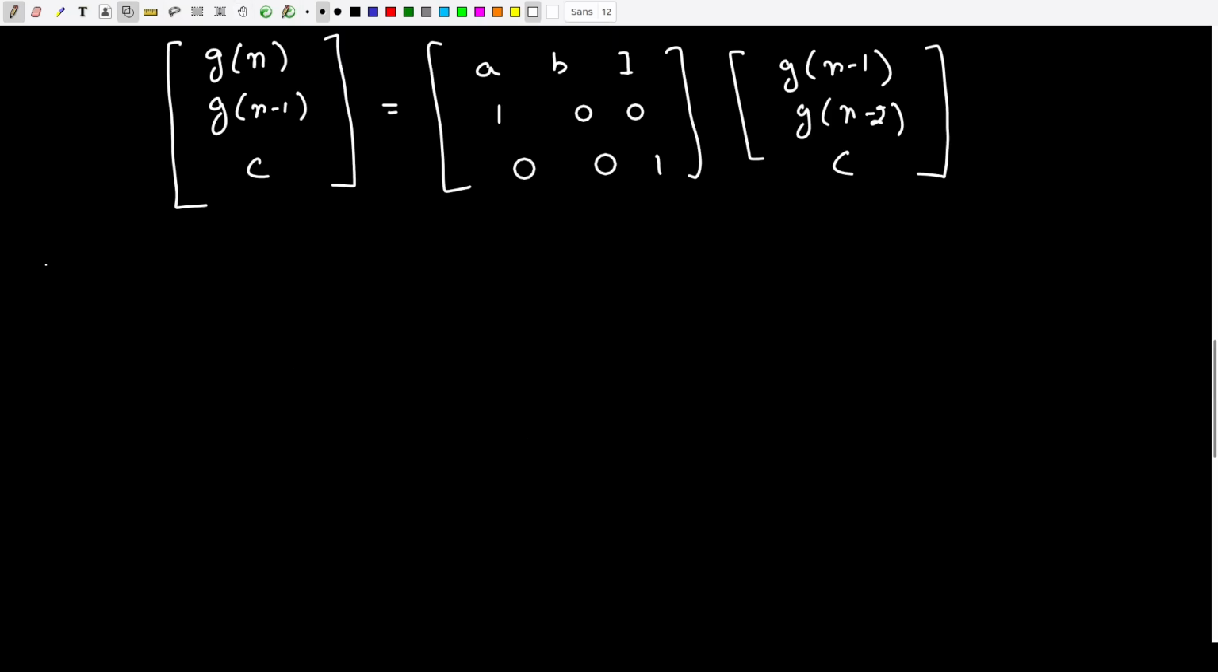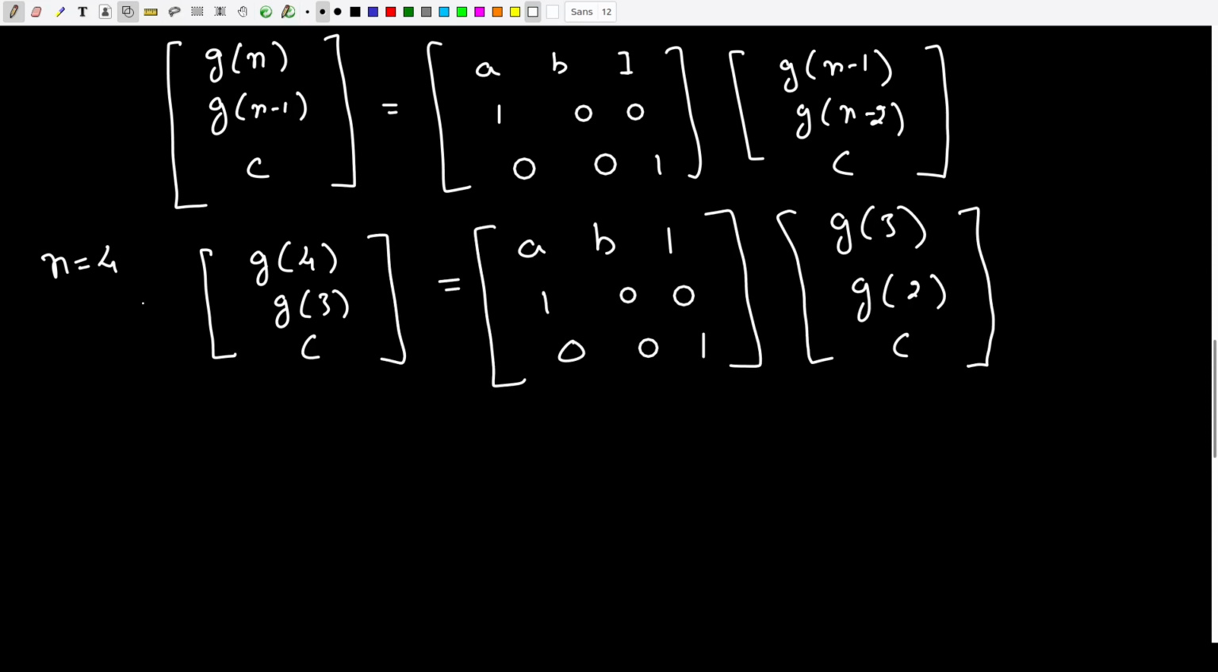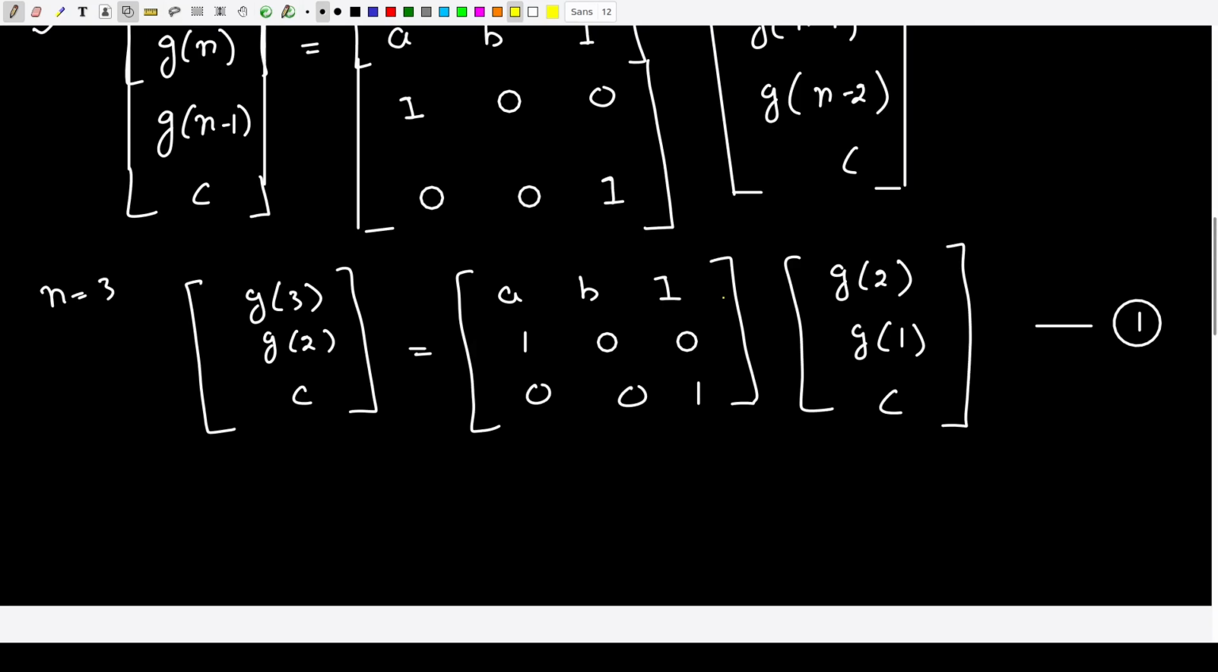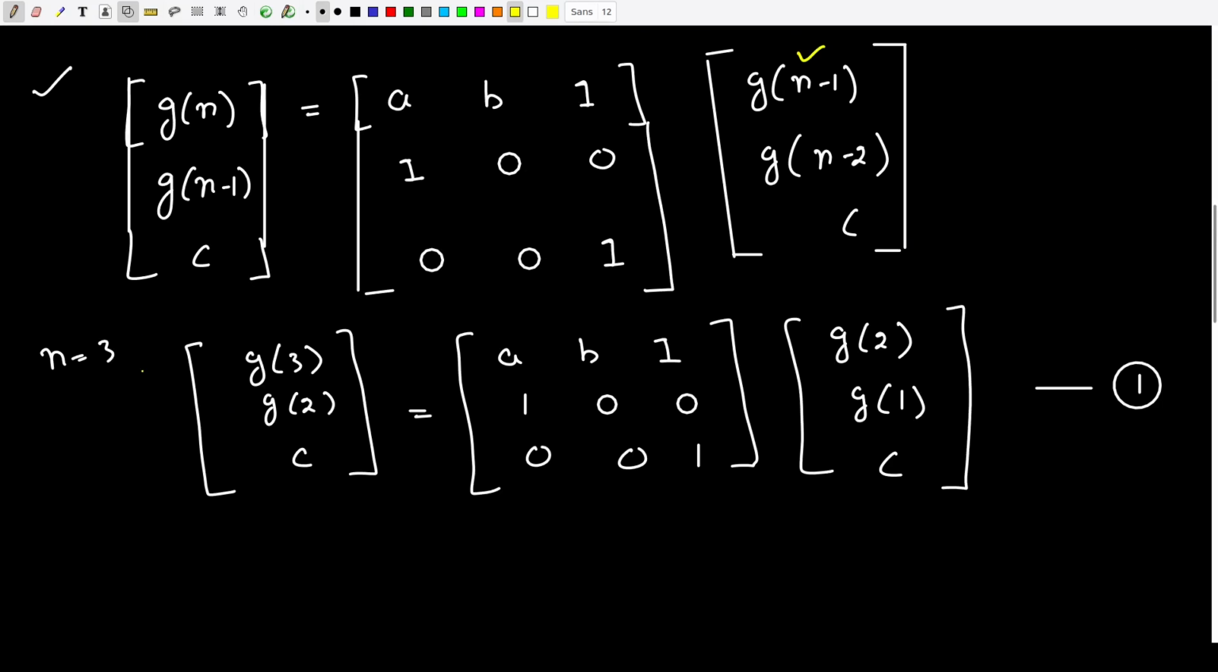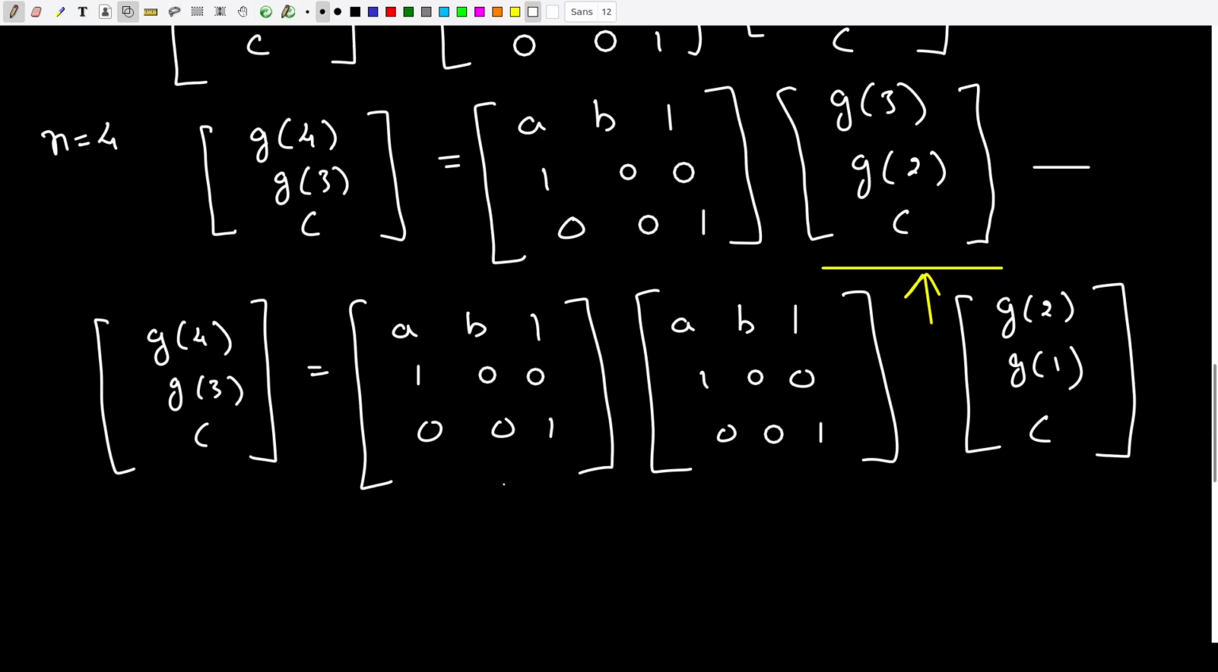Now let's work with when n is equal to 4. So in this equation, let us go ahead and put n is equal to 4 and see how this gets transformed. So we want to compute G4, G3 and C. So on putting n is equal to 4, our generic equation got transformed into this format. Now if you focus on this matrix, this is a matrix which we have computed before. If you refer to our equation 1, this is what we have computed. So now let us go ahead and use the value. So the equation got transformed into this equation.